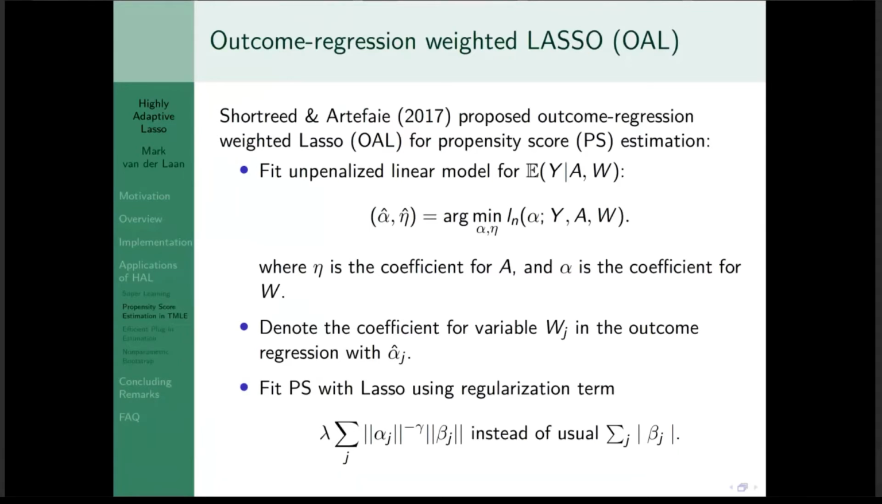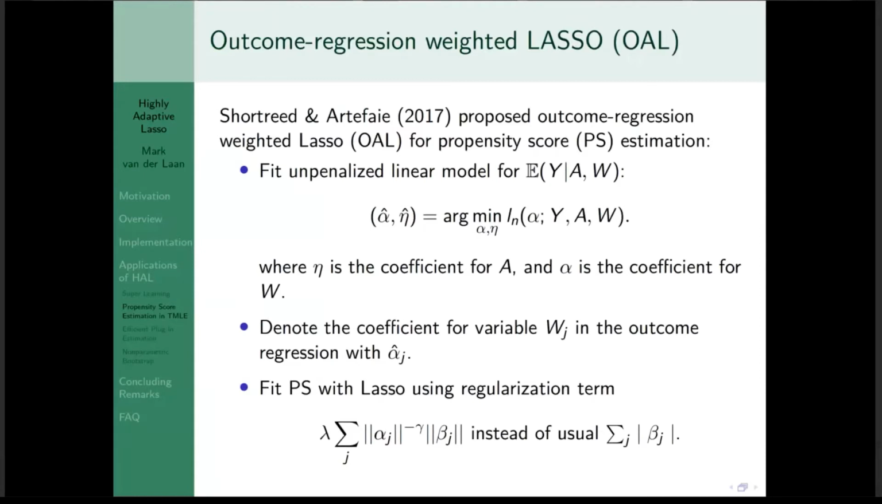is this work by Shortreed and Ertefaie in 2017. They called it outcome-regression weighted lasso. So they were interested in a data set with covariates, treatment, and an outcome. They cared about the average treatment effect.